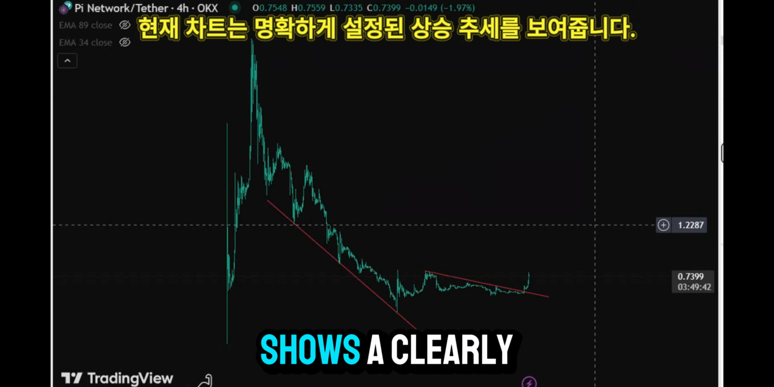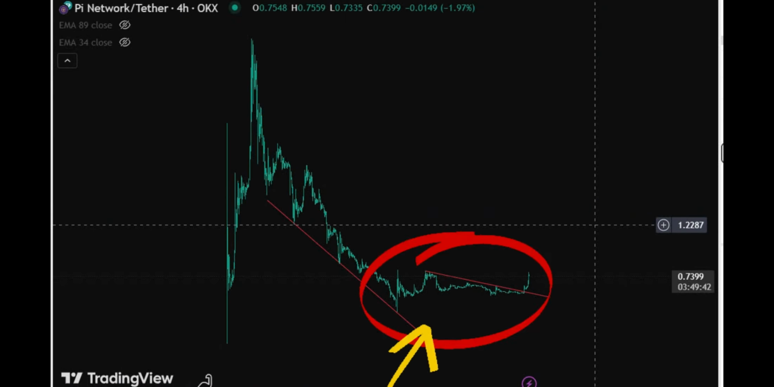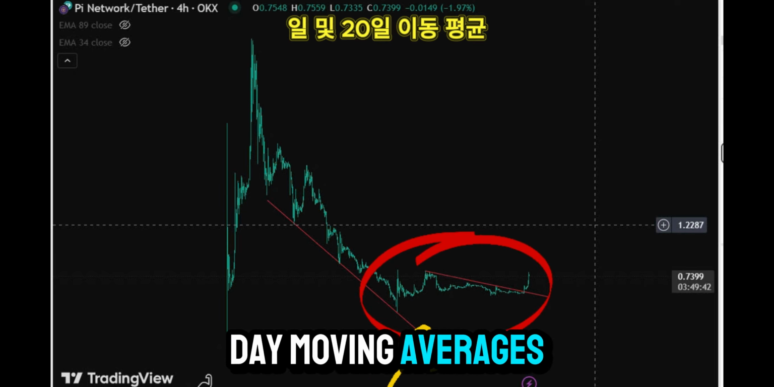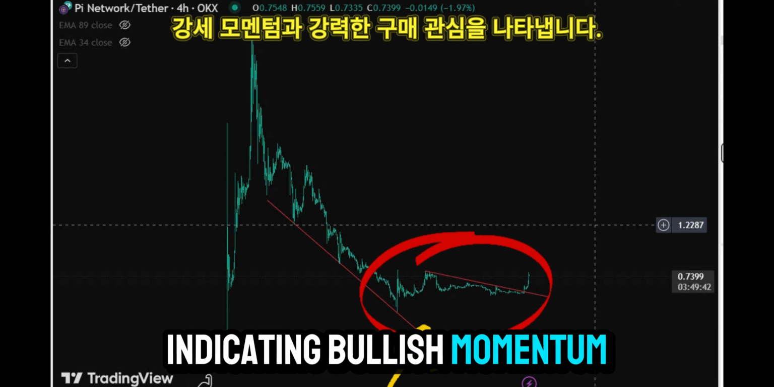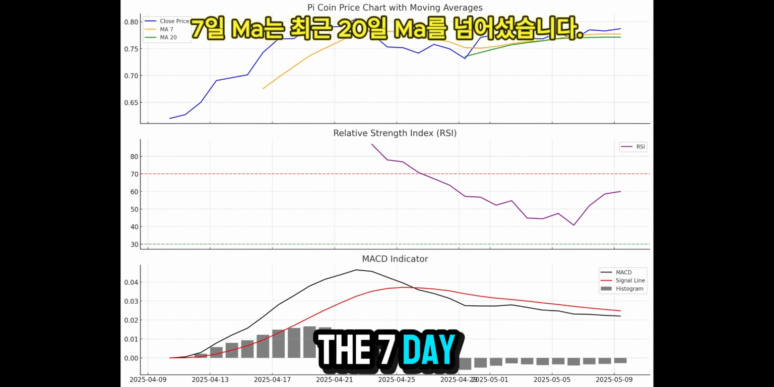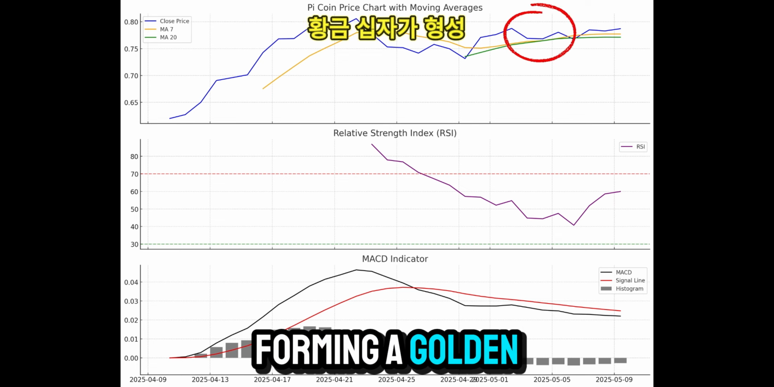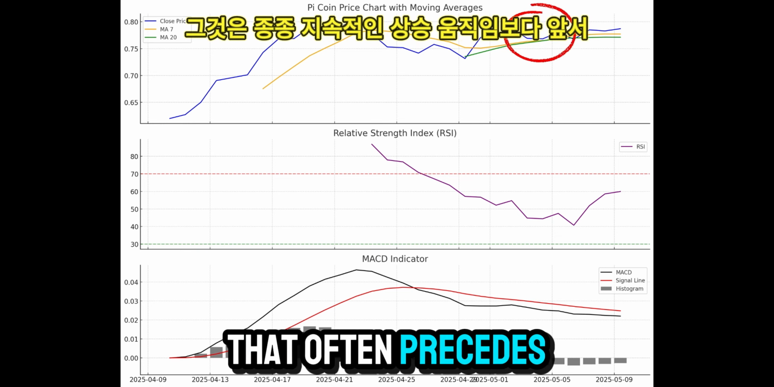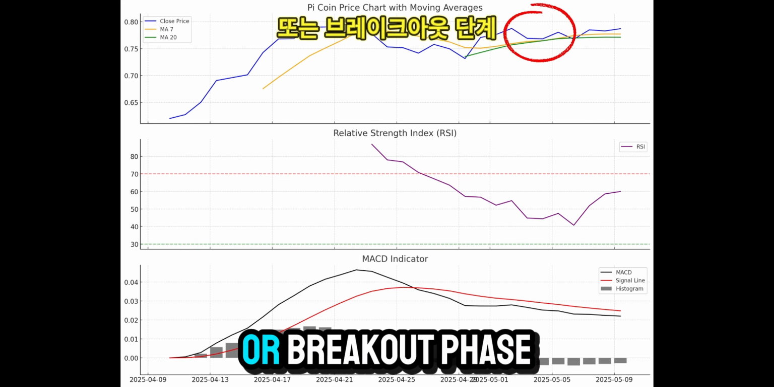Currently, the chart shows a clearly established uptrend. Price action is holding above both the 7-day and 20-day moving averages, indicating bullish momentum and strong buying interest. More importantly, the 7-day MA has recently crossed above the 20-day MA, forming a golden cross, which is a classic bullish signal that often precedes a sustained upward move or breakout phase.